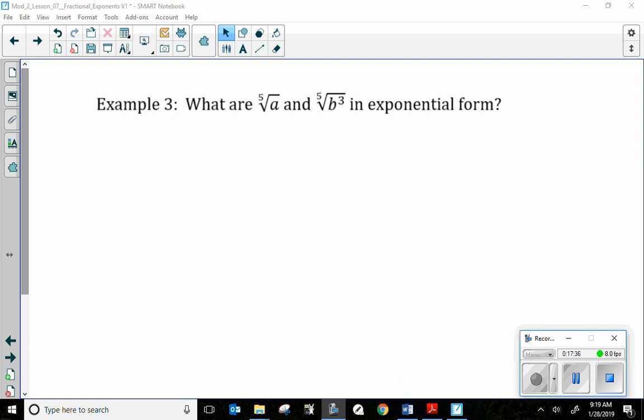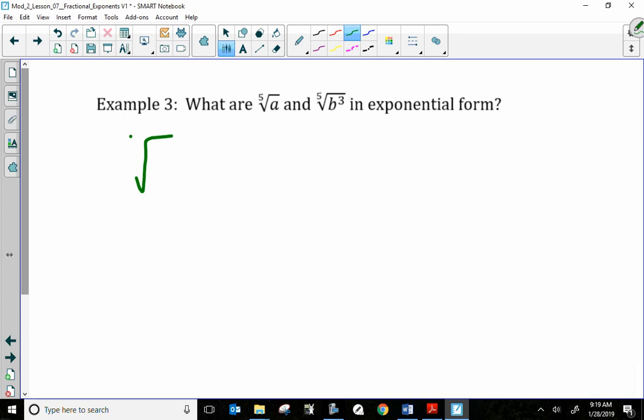All right. What are the 5th root of a and the 5th root of b cubed in exponential form? If you want to pause the video and do this on your own and figure these two out, they're simple. I'm going to do them right now. The 5th root of a, and technically that's a to the power of 1. If it's not written, it's 1. Top down, bottom out. The bottom was what went out. The top's what slid down. There you go.